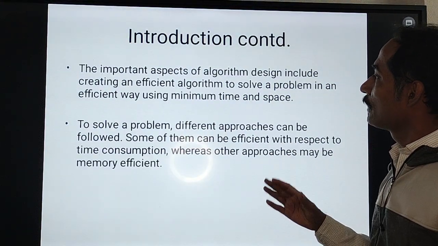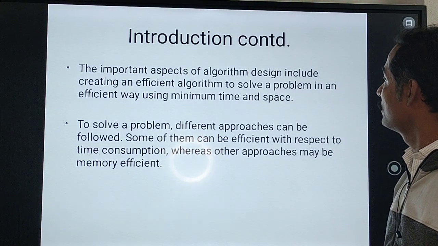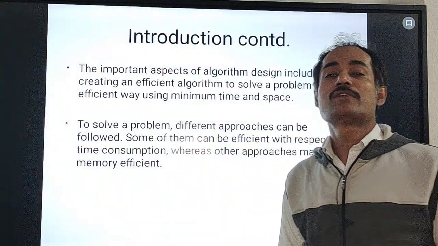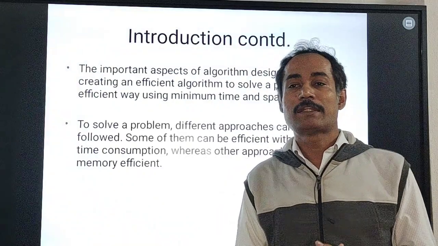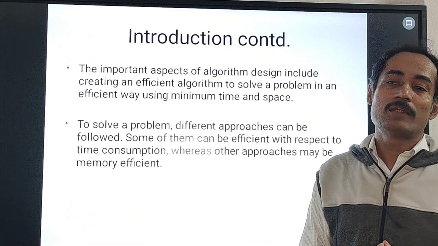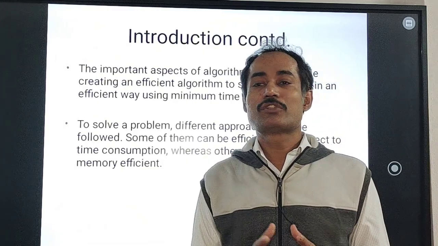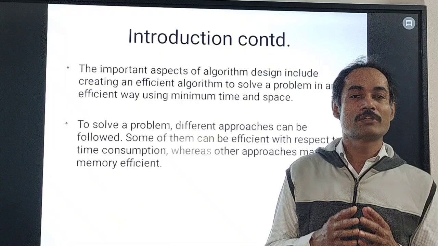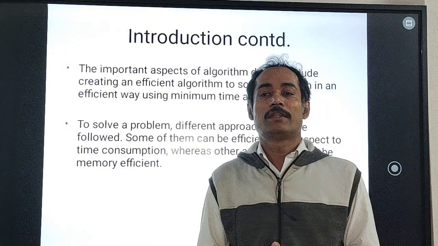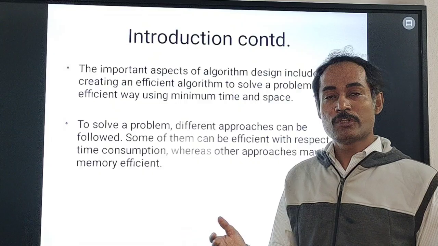And the introductory part continued. The most important aspect of algorithm design is creating an efficient algorithm to solve a problem in an efficient way, using minimum time and space. Earlier we talked about these two criteria, time and space, and there is no enormous time and huge space to solve a particular problem. If we are eager to solve a particular problem, then we must finish the execution within a time bound and within a space bound as well. The more efficient we are in terms of time and space, the more efficient the algorithm will be.